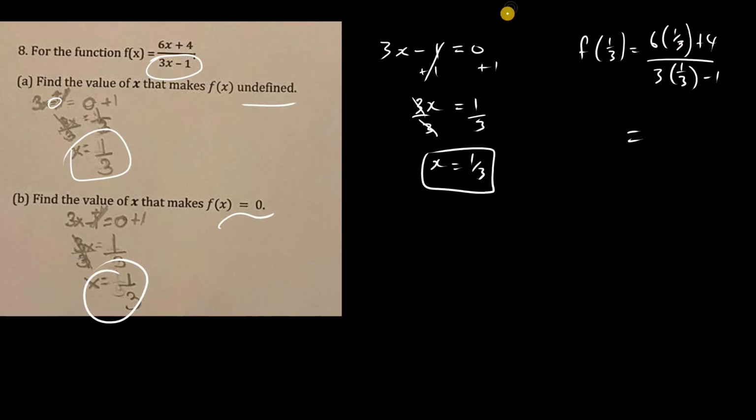But we can just do it here. 1/3 times 6. 3 and 3 give us 1. 3 into that goes twice. That leaves us 2 over 1, which is 2. So that's 2.